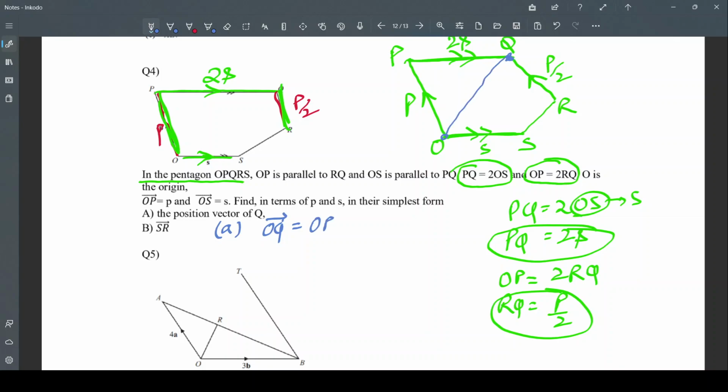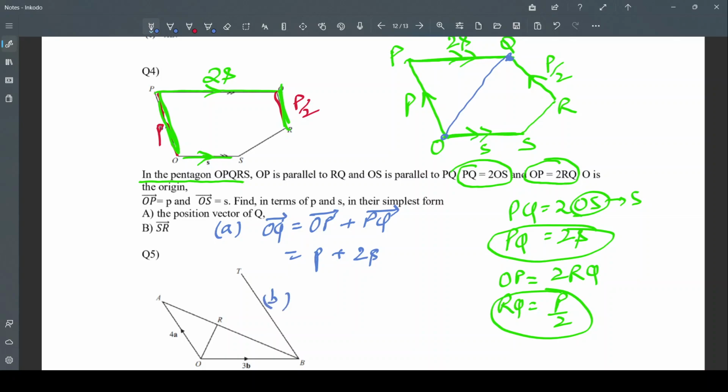OQ will be equal to OP plus PQ, right? We can go from O to P, then P to Q, correct? So that will be our direction. OP will be plus P, or just as it is, you can write P, plus PQ, which is equal to 2S. Because both OP and PQ are in the positive direction, we take them as positive. So your answer is OQ equals P plus 2S.